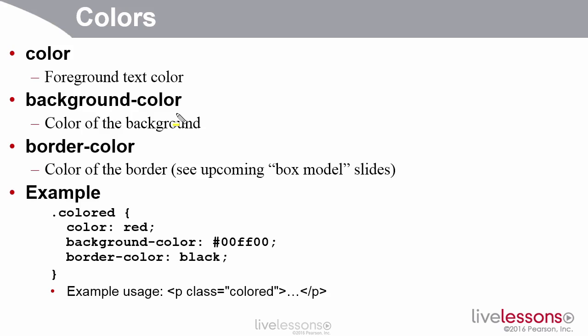So here's a quick example. I make a CSS selector that starts with a dot. That means you apply it by using class. And for the properties, I say the foreground color of the text should be red. The background color of the section should be, and we'll see what this means in the next section, green. And the border color should be black. So it's red text with a green background with a black box around it.